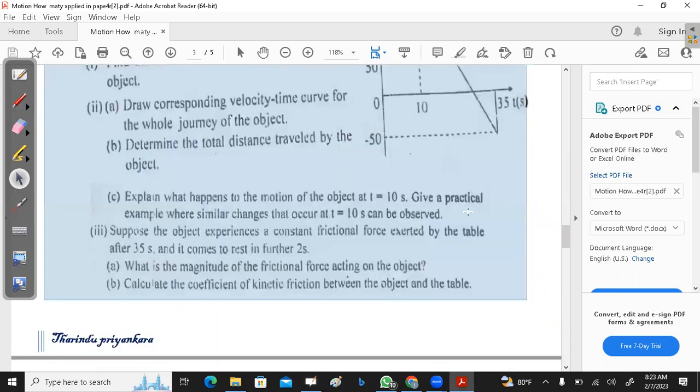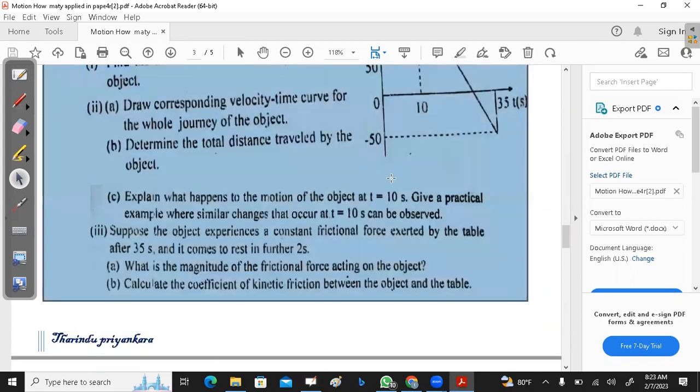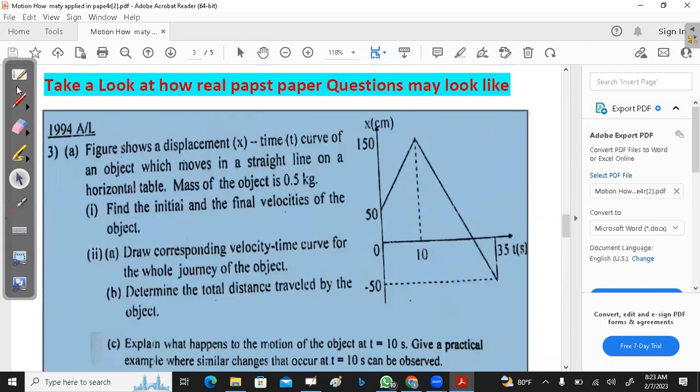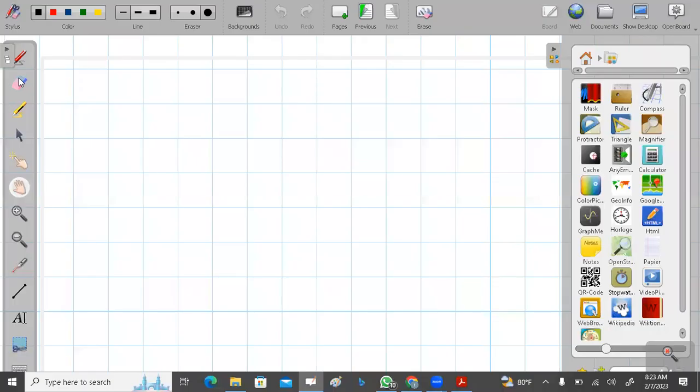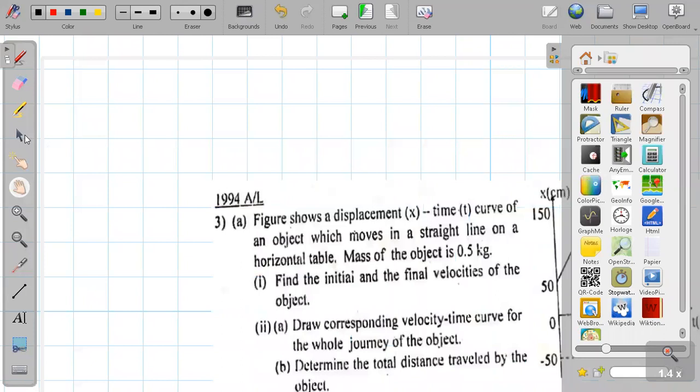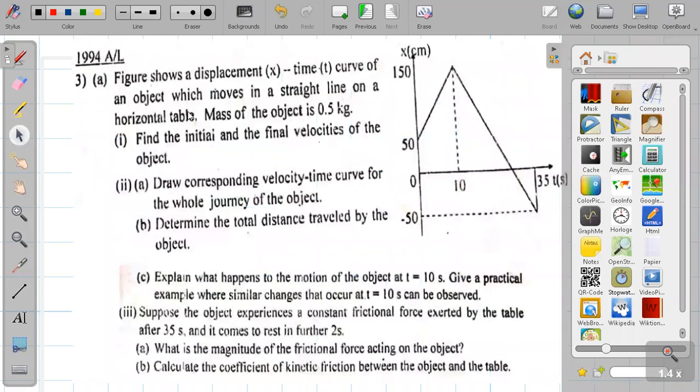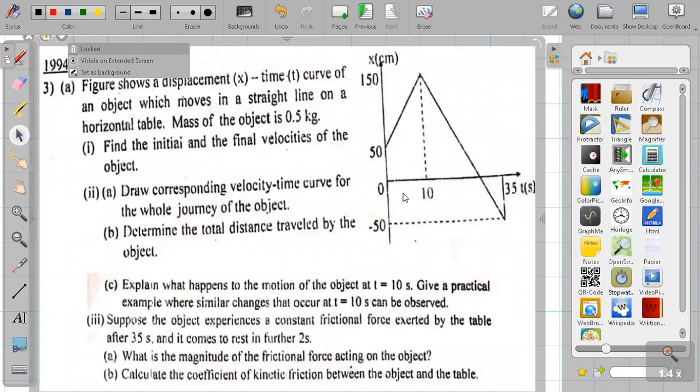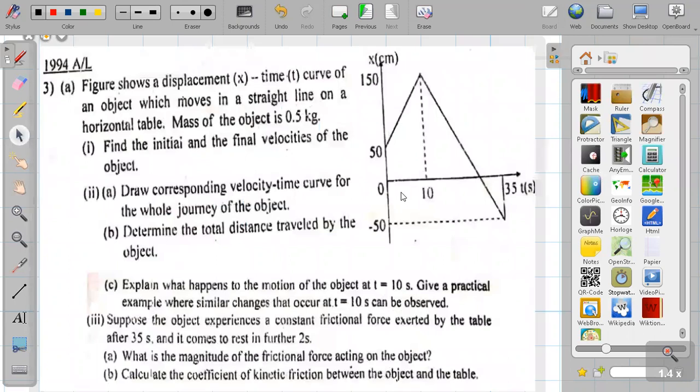Right. This is one of the really old papers, extremely old, like a 29-year-old paper. Papers related to the motion lesson are very rare, so I have to go back many years, and this is one of them.